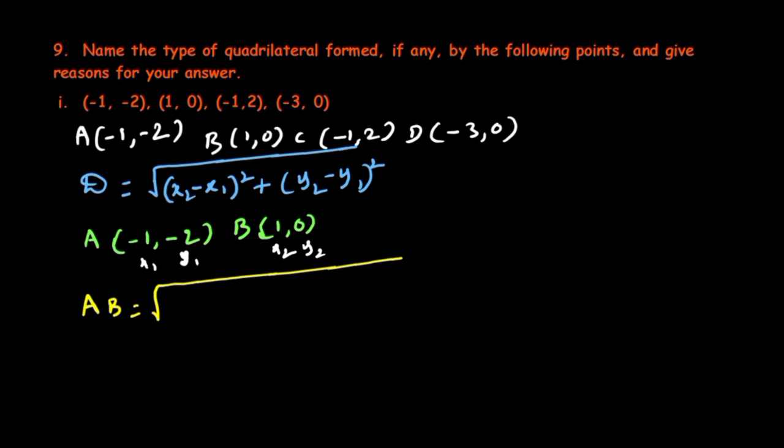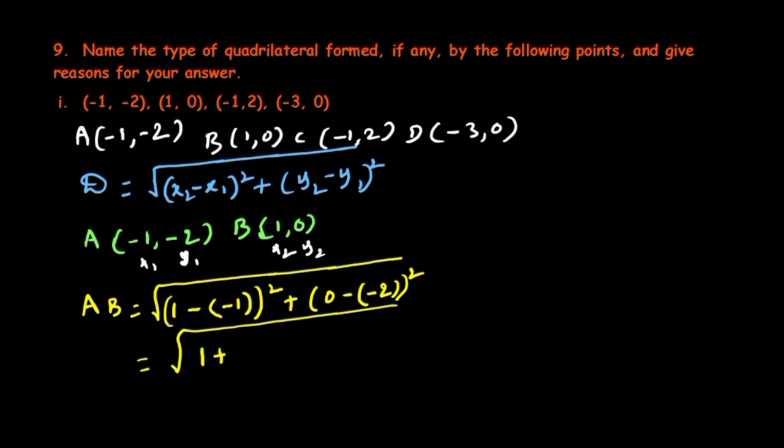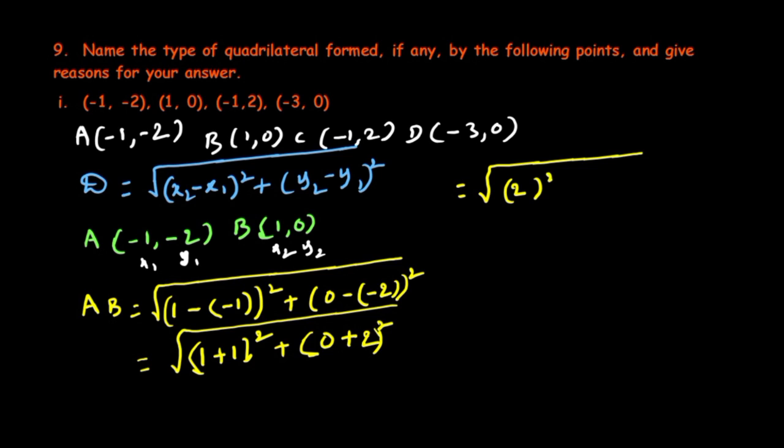root of x2 minus x1, that is 1 minus x1, which is again -1, whole square, plus y2 minus y1, 0 minus y1 which is -2, whole square. That equals root of (1 plus 1) whole square plus (0 plus 2) whole square, that equals root of 2 square, because 1 plus 1 is 2, and this one also 2 square, because 0 plus 2 is 2. So 2 square is 4, and again 2 square is 4. 4 plus 4 is 8.